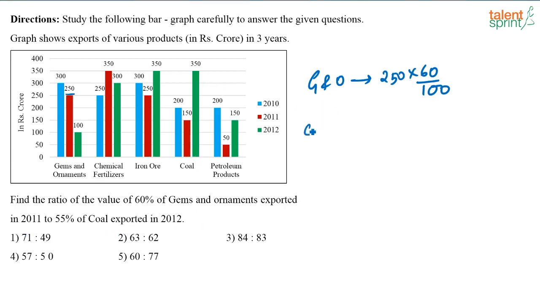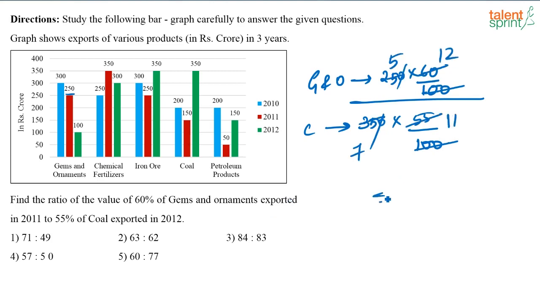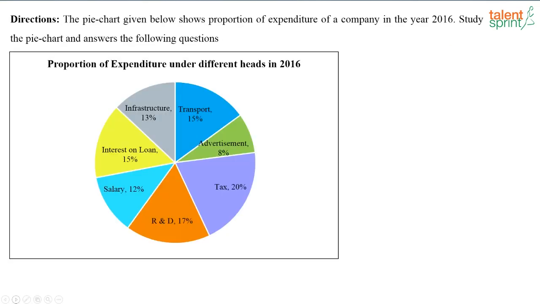So coal in 2012 is nothing but how much? 350 into 55 by 100. So you have to find out this ratio, correct? Find the ratio of this value, 60% of gems and 55% coal. You have 60 divided by 77. 60 is to 77, that is option 5 is your answer. Good. See, this set you should have definitely tried it in the examination and got it correct also. That was by far the easiest one.